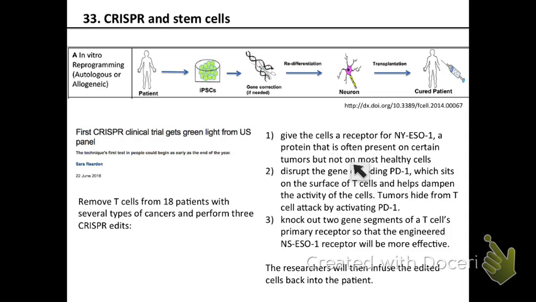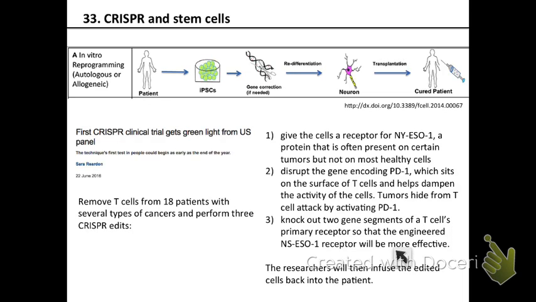The second thing, they disrupt the gene encoding PD-1, which sits on the surface of the T cells and helps dampen the activity of the cells. What happens is that tumor cells hide from the immune system of the patients. The way they hide is they activate the expression of PD-1 in the T cells normally, and that reduces T cell activity. So the cancer cells trick them, okay? This genome edit prevents that. So these cancer cells won't be able to trick these engineered T cells, all right?